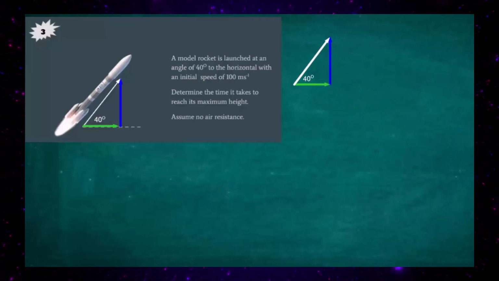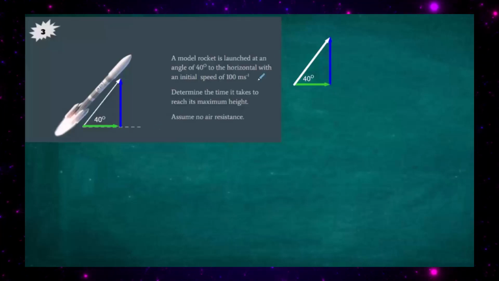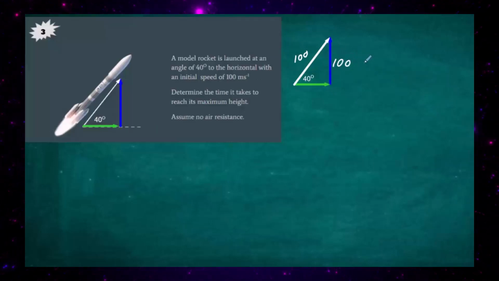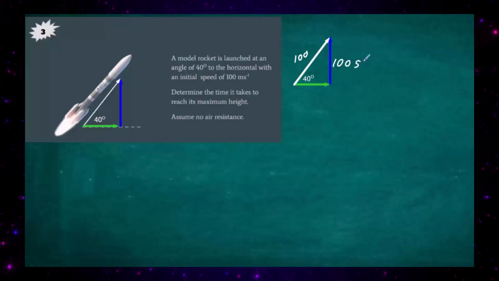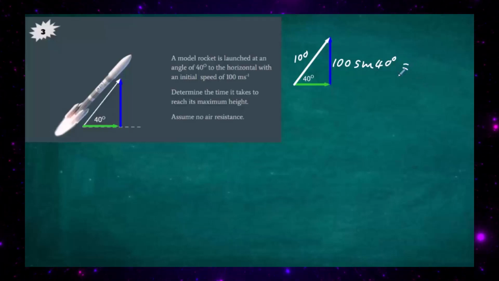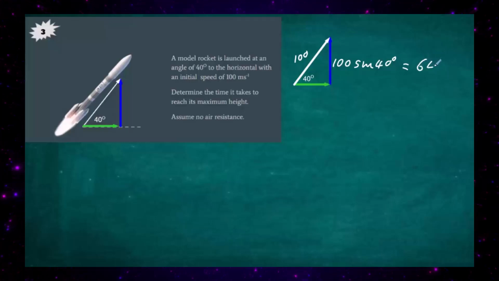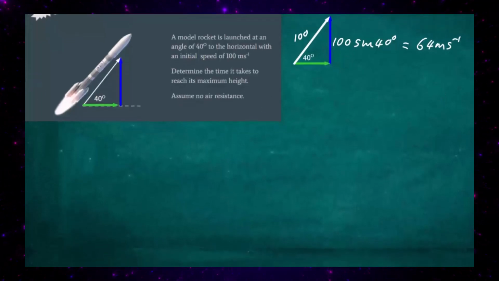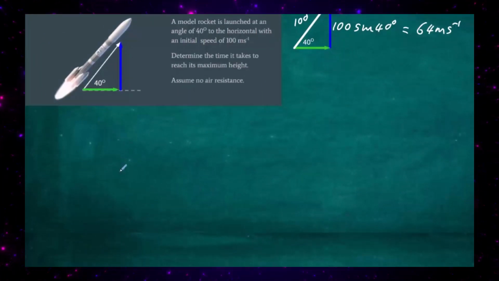We know that the speed of the actual rocket is 100, so the hypotenuse of the triangle is 100 meters per second. So the vertical side is going to be 100 multiplied by sine of 40 degrees. That gives us an initial vertical velocity of 64 meters per second. That's the one we're going to use, because that's the initial vertical velocity when the rocket is launched. Now all we have to do is put down our kinematic variables.